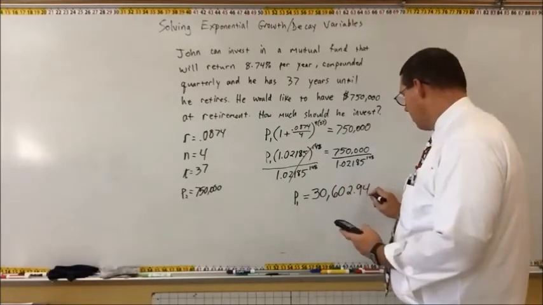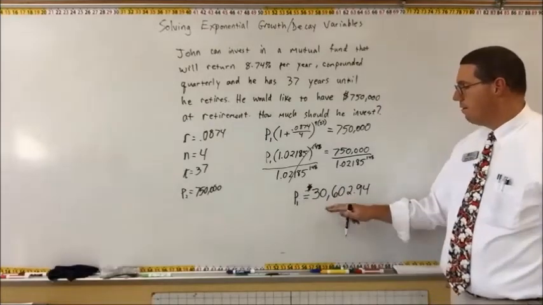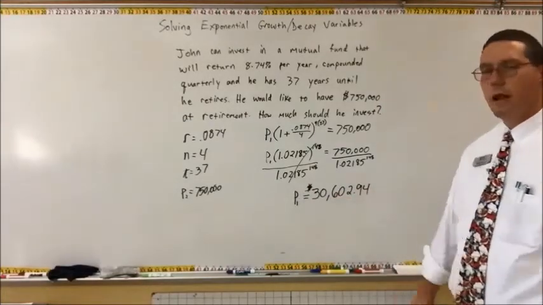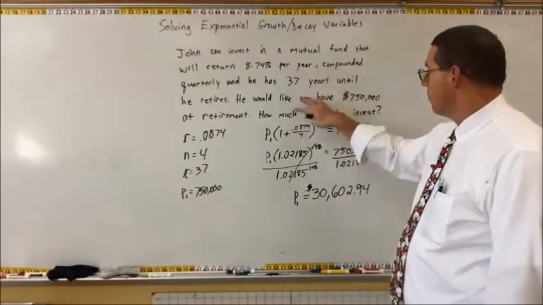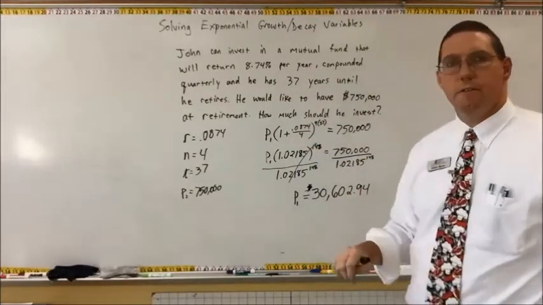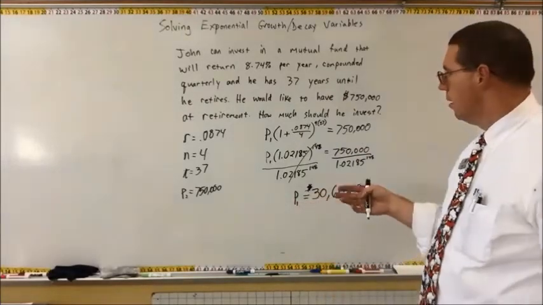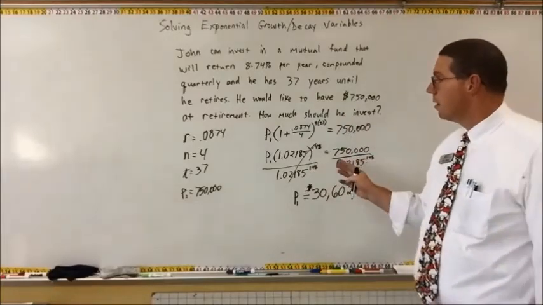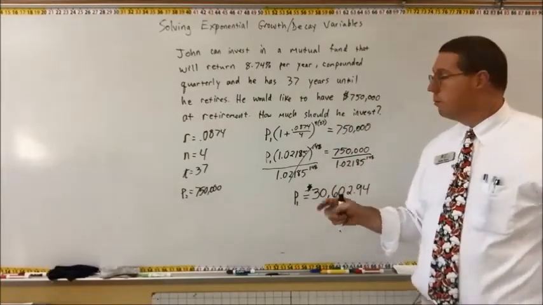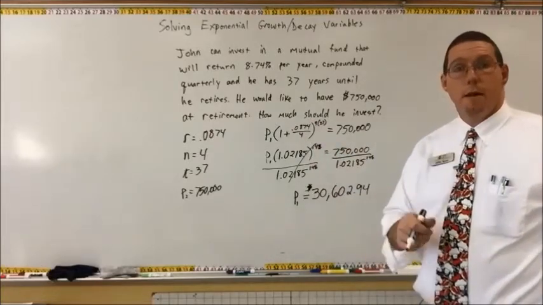And what I get is 30,602.94. So what this is basically saying is that if John were to invest $30,602.94 for 37 years with this information, he should have $750,000 at the end of the 37 years for his investment. Okay, so basically what we're doing here is we're doing the same thing we've been doing, only we're solving for different variables. I'm going to give you another one.